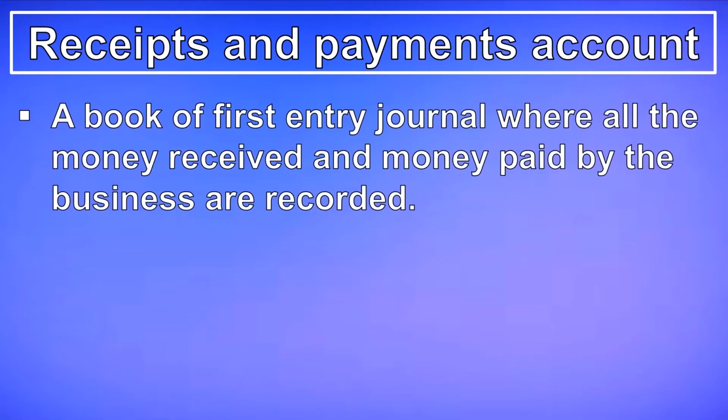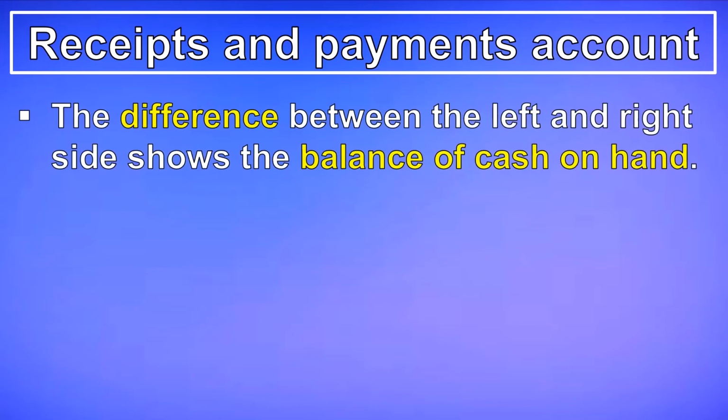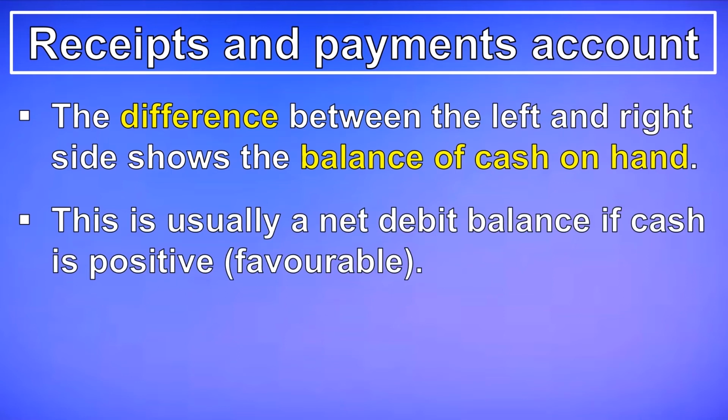Let us look at the receipts and payment account. Receipts and payment account is a book of first entry journal where all business receipts, the money received, and all the business payments are recorded. All cash receipts are recorded on the left side of the receipts and payment account, which is called the debit side, and all the cash payments are recorded by date on the right hand as credit side. The difference between the left and the right side shows the balance of cash on hand, which should be a net debit balance if cash is positive. That means favorable.